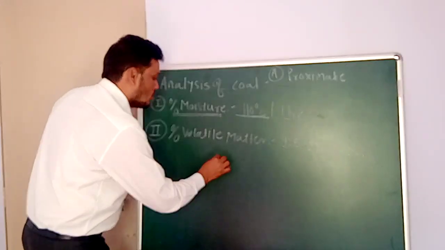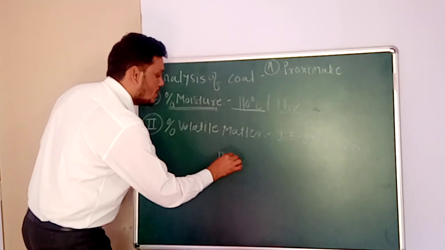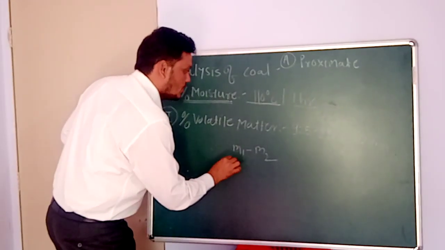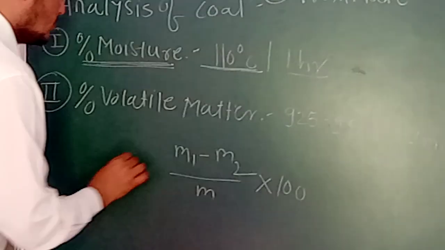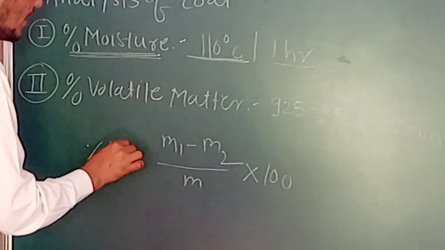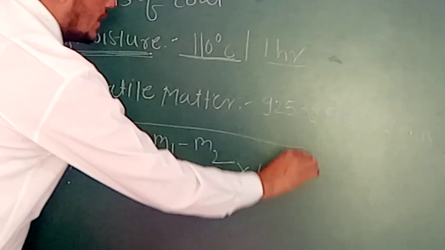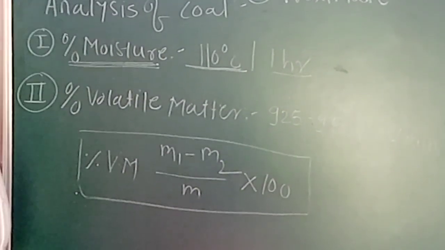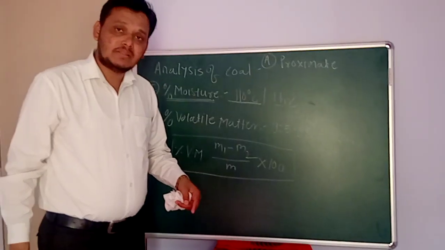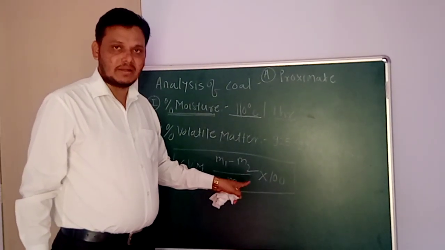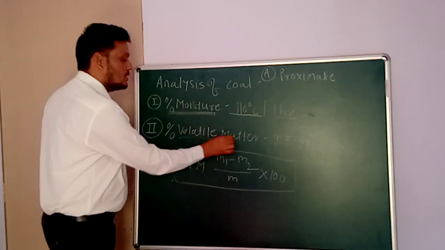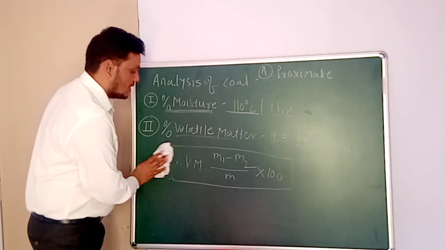The formula is M1 minus M2 divided by M into 100. This is the formula to find out the percentage of volatile matter present in the coal sample. If a fresh sample is taken, then we have to subtract the moisture from the volatile matter. So this is the second concept, that is percentage of volatile matter.